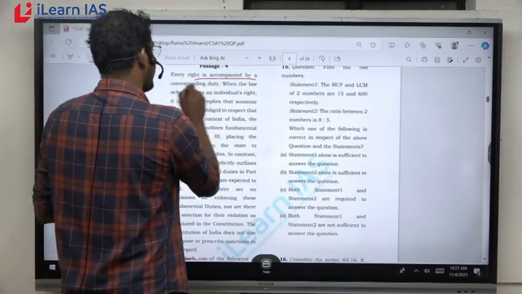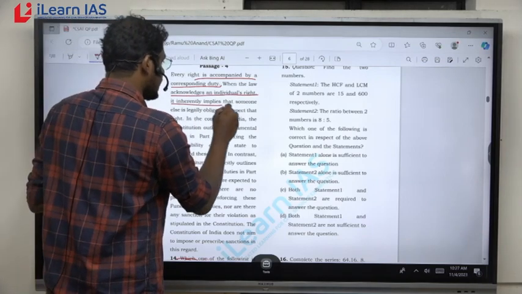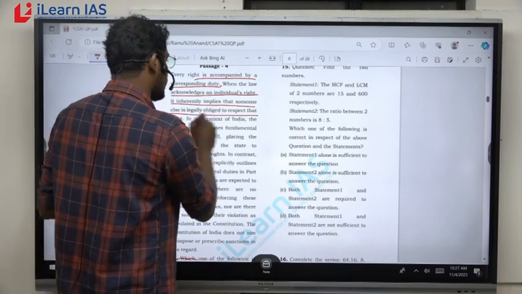Every right is accompanied by a corresponding duty. When the law acknowledges an individual's right, it inherently implies that someone else is legally obliged to respect that right.